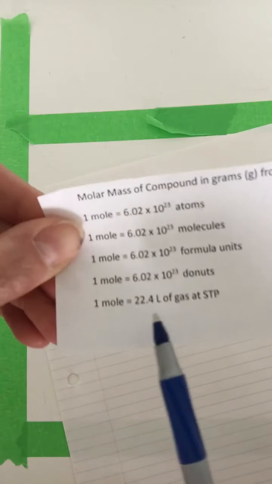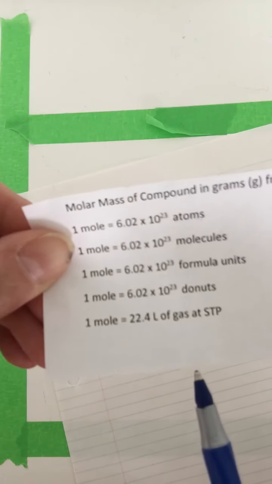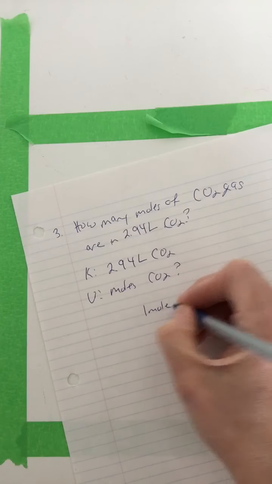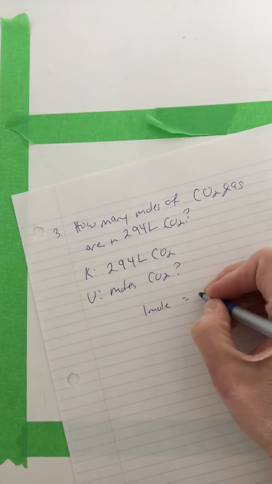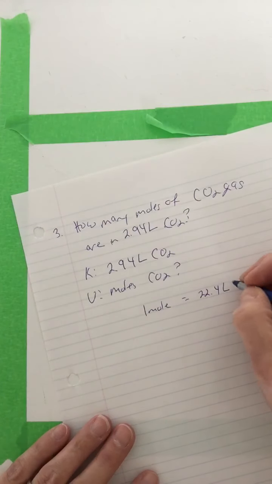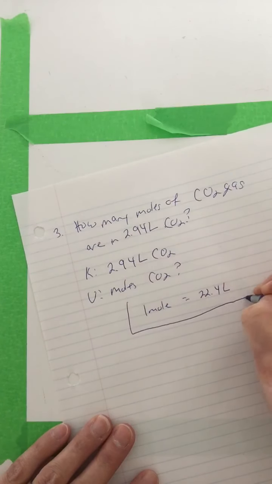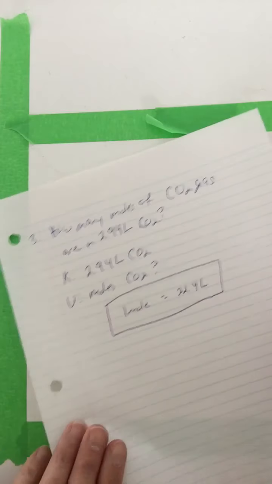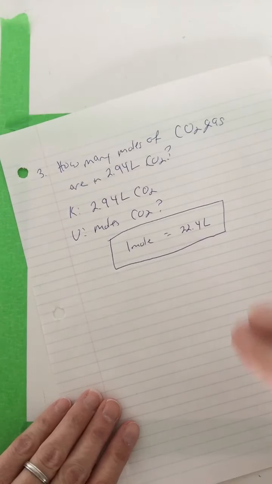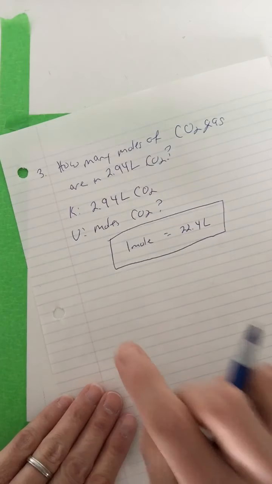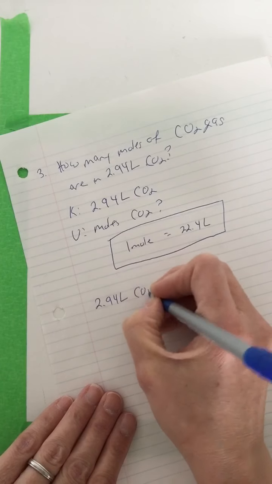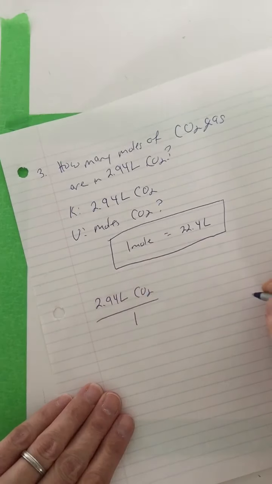I do. I have liters to moles. This last one we just learned, liters to moles. So I'll write down the conversion factor for you. 1 mole of any gas is 22.4 liters of that gas. I'm going to put a box around that. That's our conversion factor or bunk bed pair we're going to do. How do we always start these questions? We start with the known, 2.94 liters of CO2, and we put it over 1.